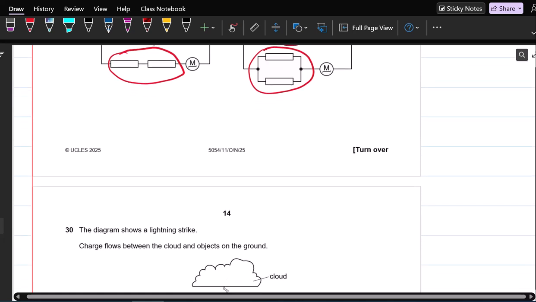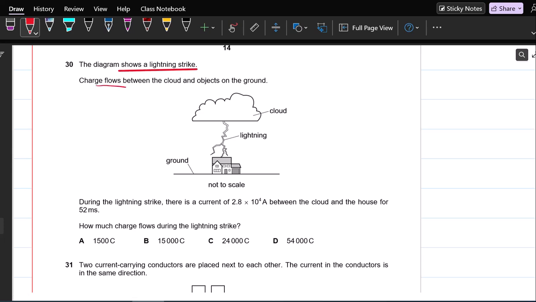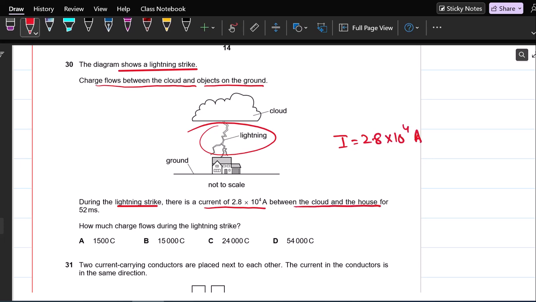Question number 30. The diagram shows a lightning strike. Charge flows between the cloud and objects on the ground. Okay, here some charge is flowing. During the lightning strike, there is a current of 2.8 times 10 power 4 ampere between the cloud and the house for 52 milliseconds. My dear students, sometimes students read it as meter second. This is the milli prefix. So time will be 52 times 10 power minus 3 seconds.